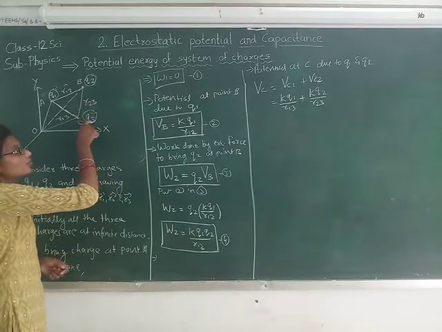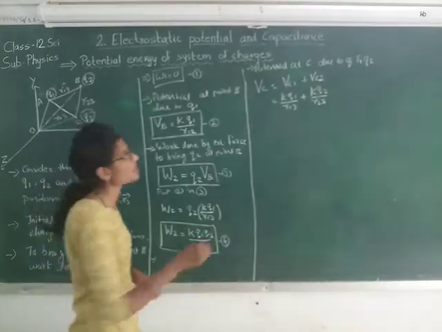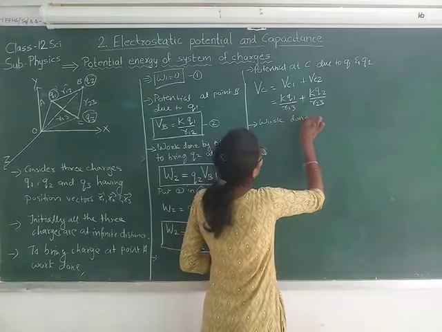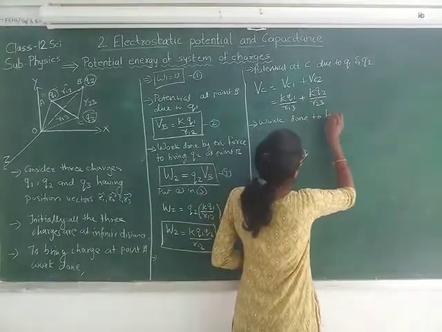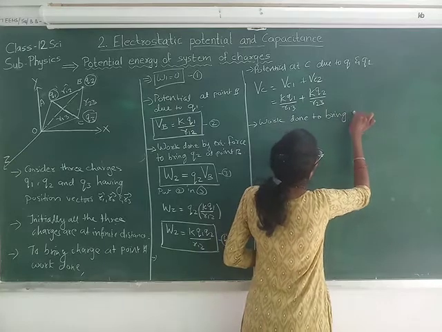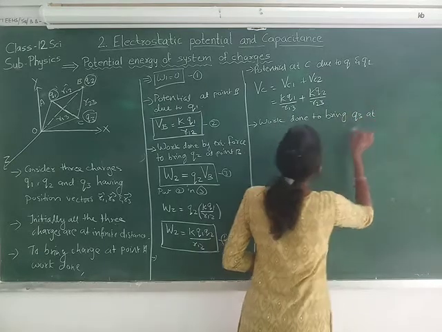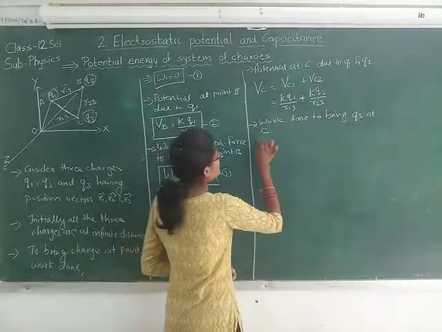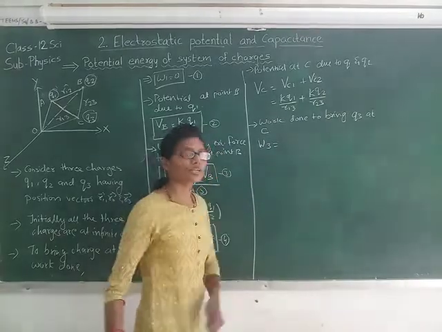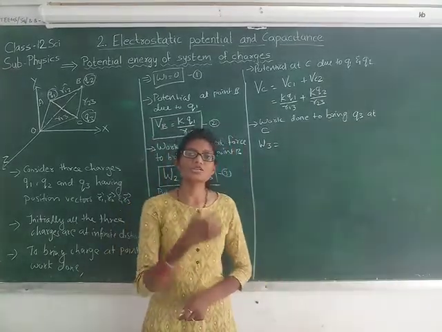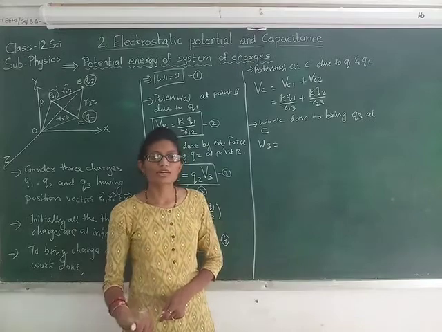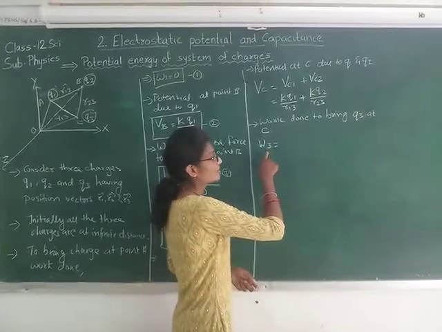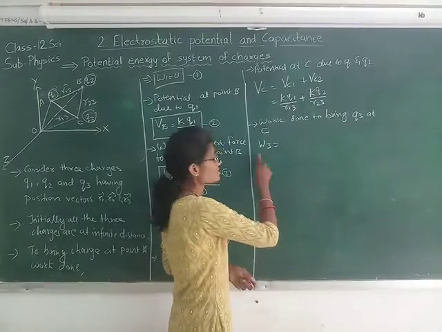Work is to be done to bring the charge Q3 at point C. Work done to bring Q3 at point C, that will be what? Let us consider that as work W3. We know the general equation for the work done in bringing a charge from infinite distance to a particular point, right? That is W equals QV. Here work is to be done to bring charge Q3, so it is W3.